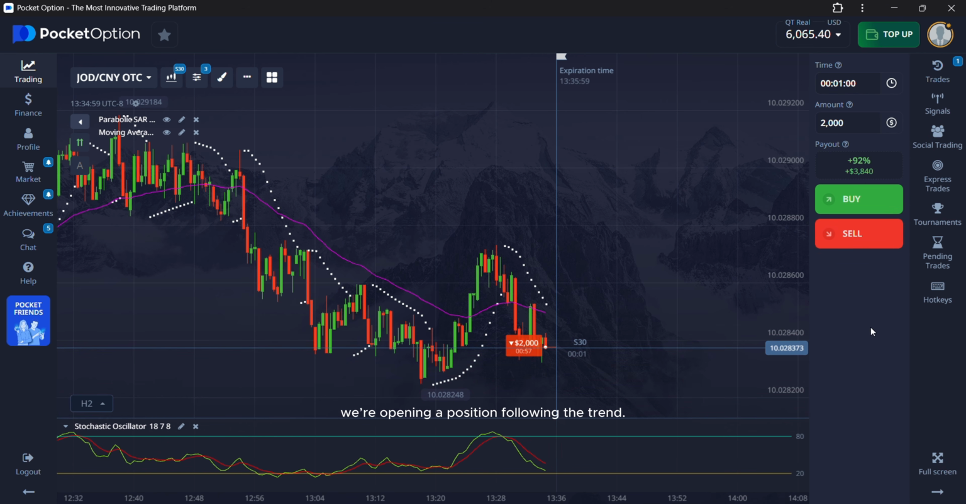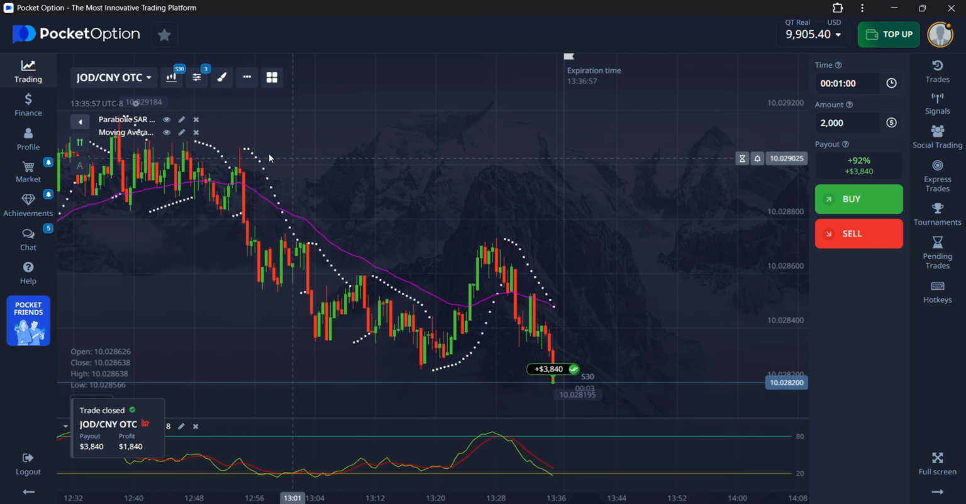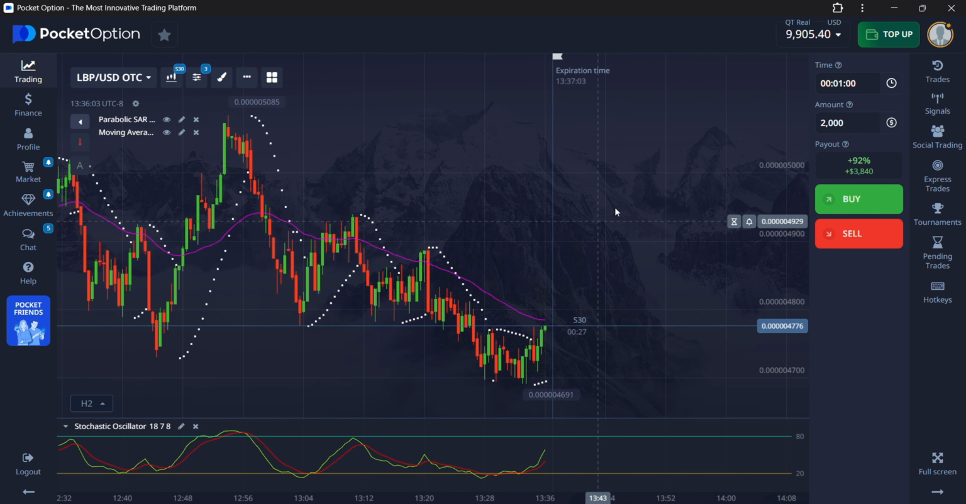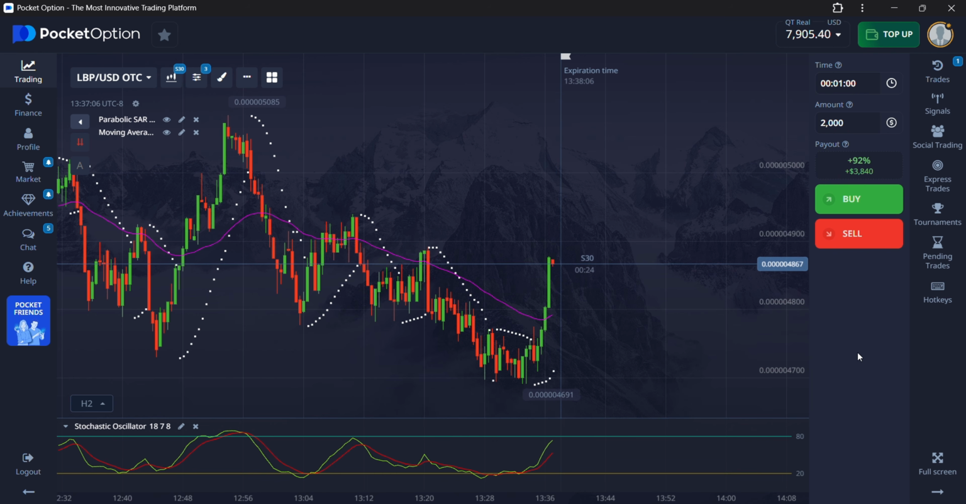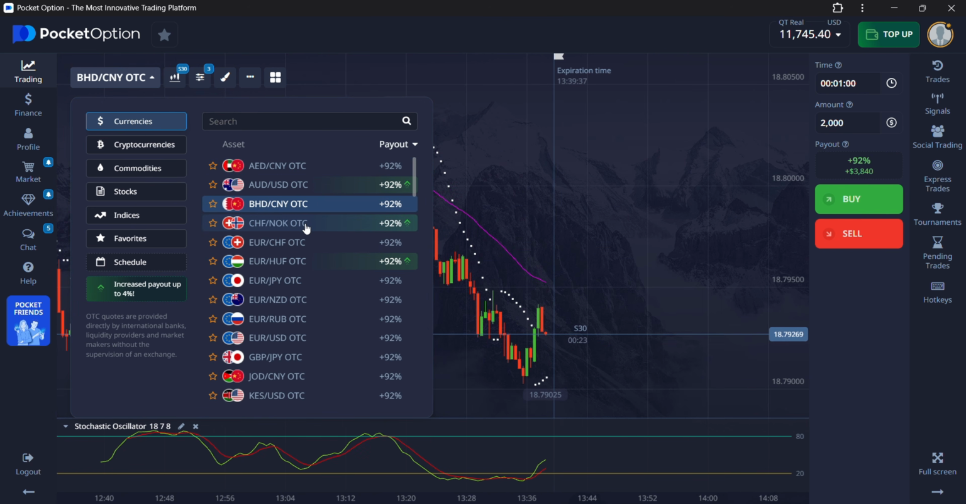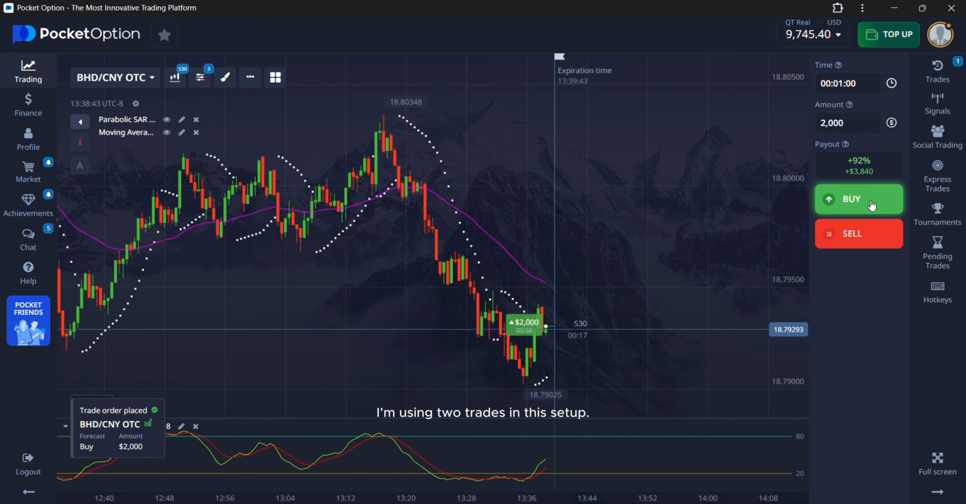In this case, we're opening a position following the trend. The indicators are all good and confirm the setup. I'm using 2 trades in this setup.